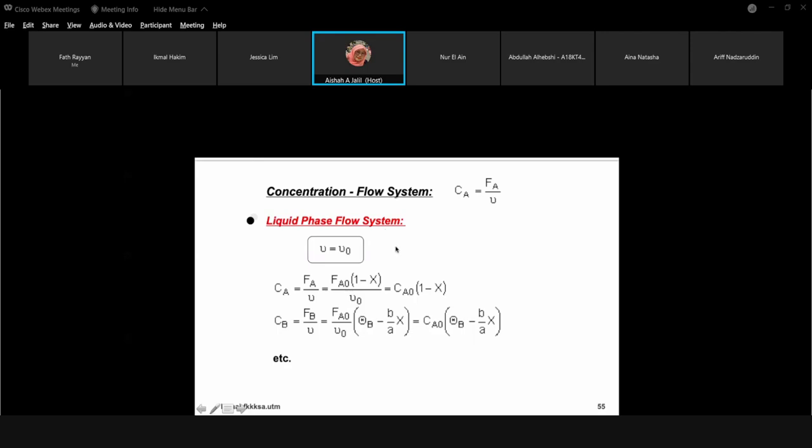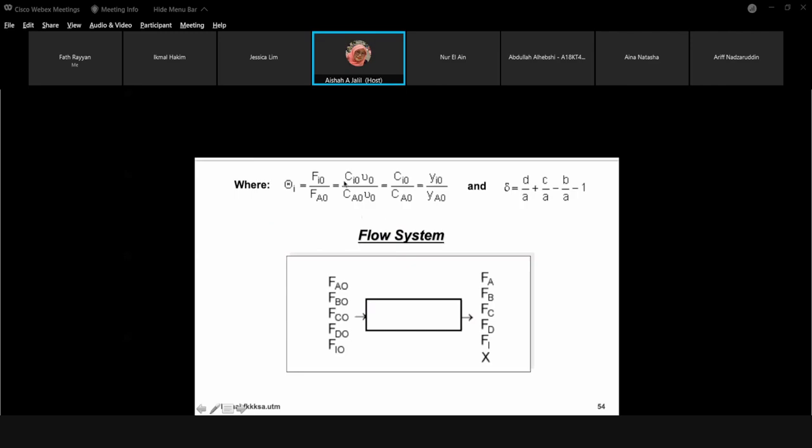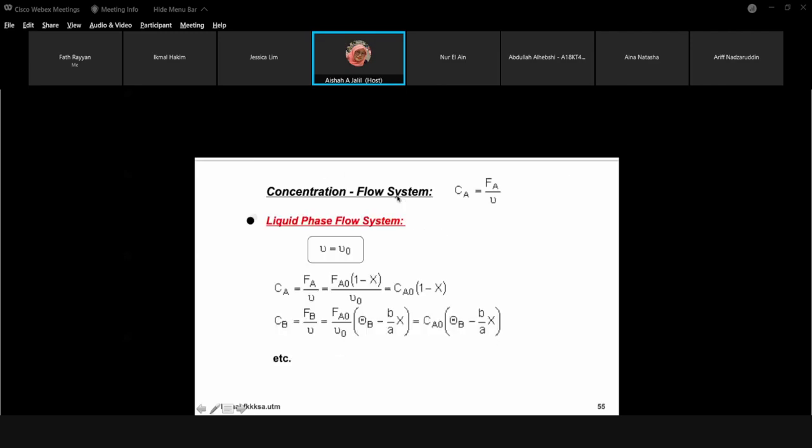In flow systems, you have two. One is the liquid phase flow system, where the volumetric flow rate is the same as v naught, v equals v naught. This is the concentration, because F is C times v, so C equals F over v.